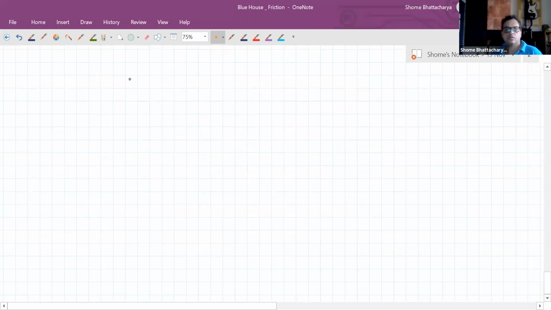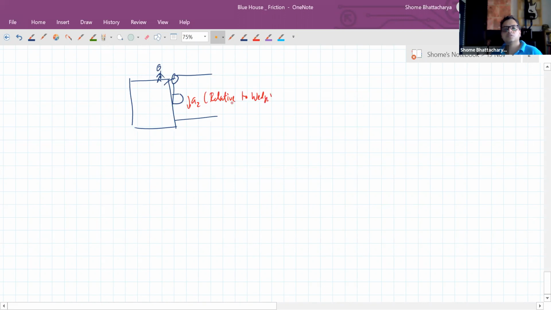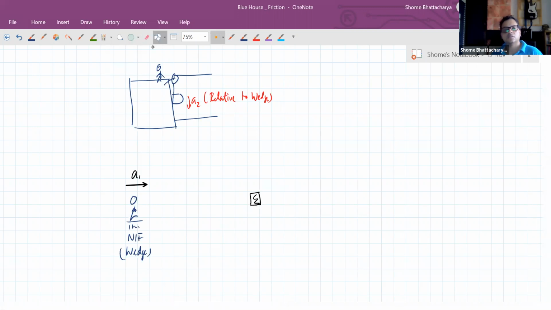Now, for the person standing on this wedge, he sees this block going down at A2 relative to the wedge. Our observer is standing on the wedge, and this is what he sees. So in the non-inertial frame of the wedge, which itself is having a horizontal acceleration A1 like this, on the block in this frame there is a pseudo force acting like this. So mass of the block into acceleration of the frame, opposite in direction.